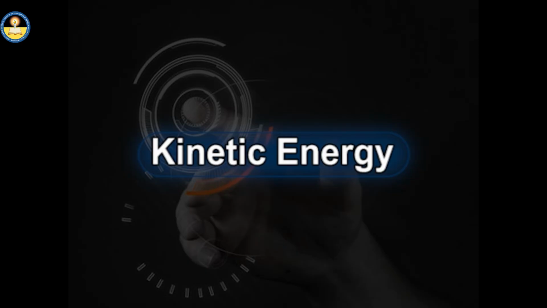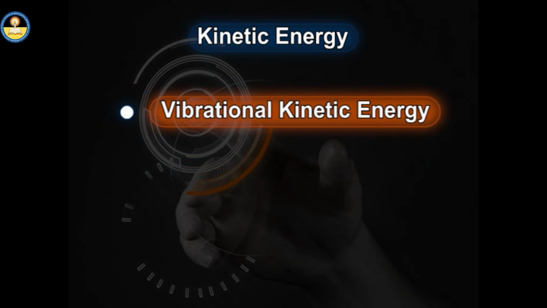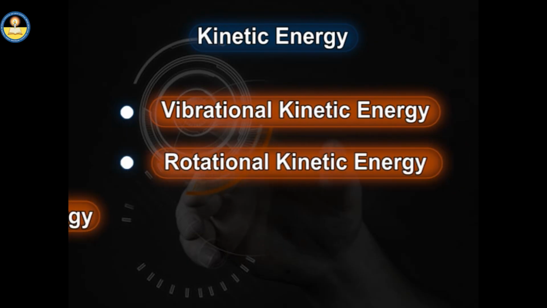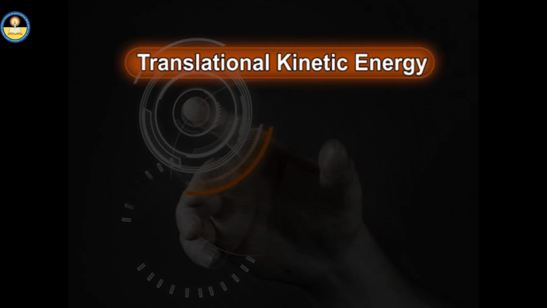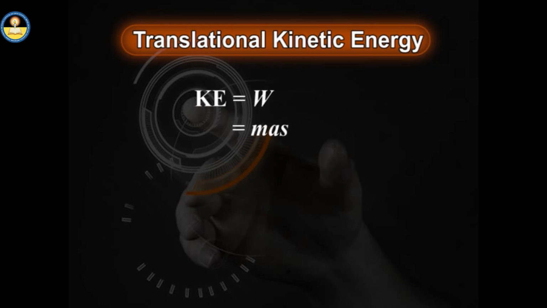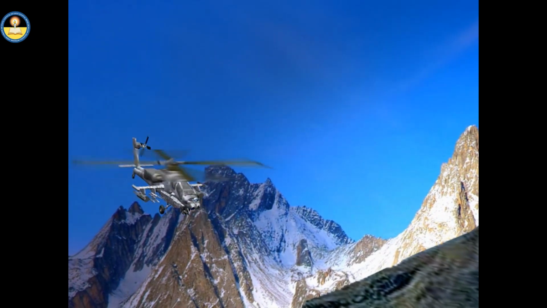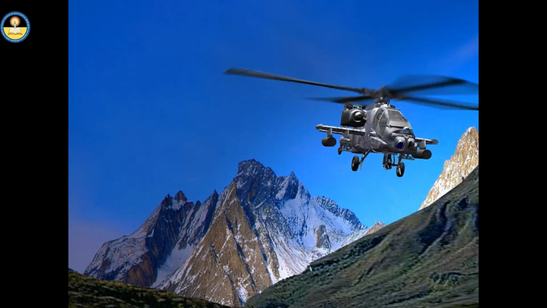There are many forms of kinetic energy. For example, vibrational kinetic energy, rotational kinetic energy, and translational kinetic energy. Translational kinetic energy of a body of mass m moving with velocity v can be measured as half of m v squared. If the kinetic energy increases, the object moves faster.